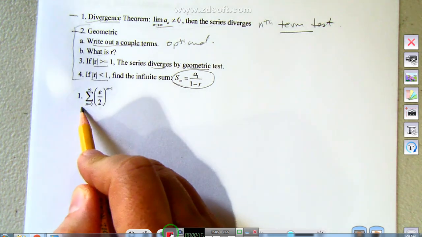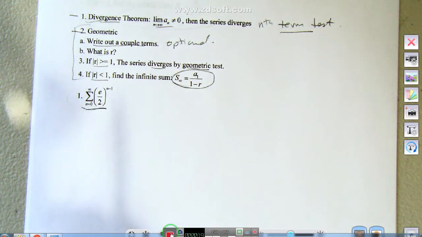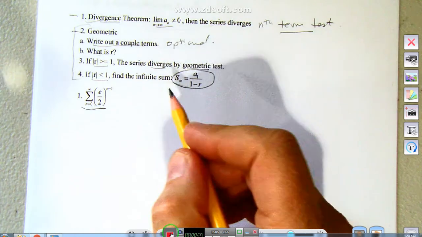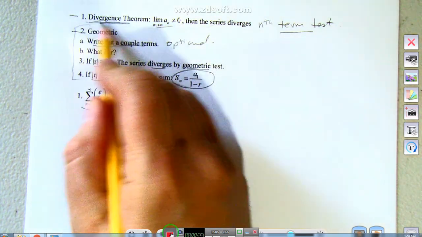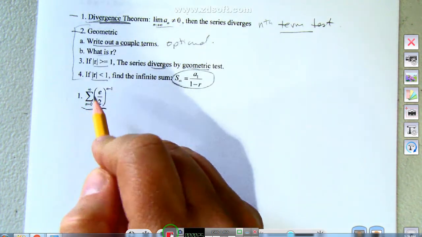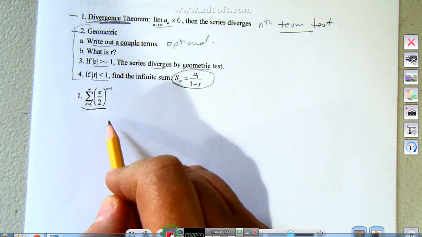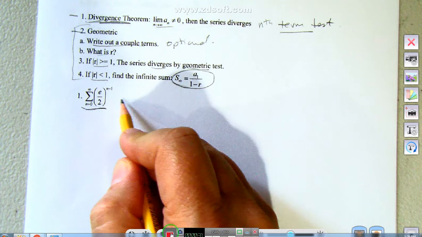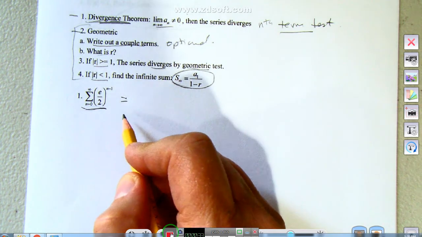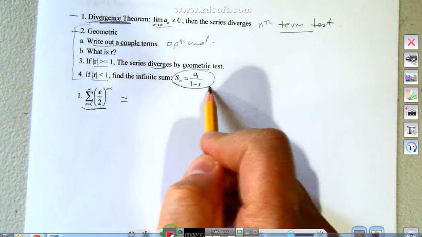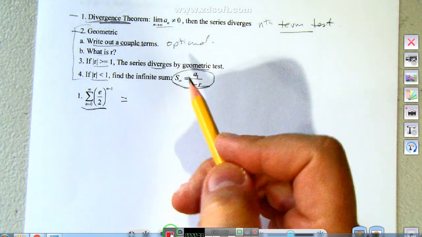This is a classic looking geometric series here, right? So the divergence theorem could apply, and we'll do that in a minute. First thing I want to do is this just looks like I'm multiplying each term by e over 2 or something like that. So you don't have to do this piece right here. I usually find the first term just in the event I need to do this formula here, which I'm not going to, but usually that's what I do.